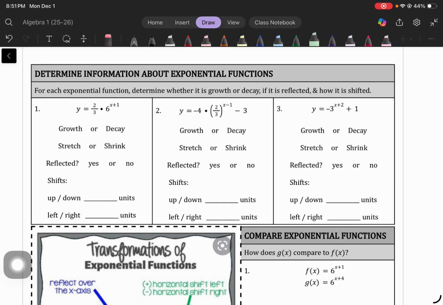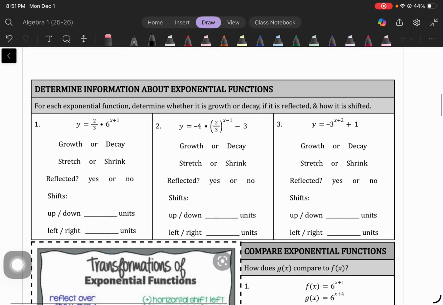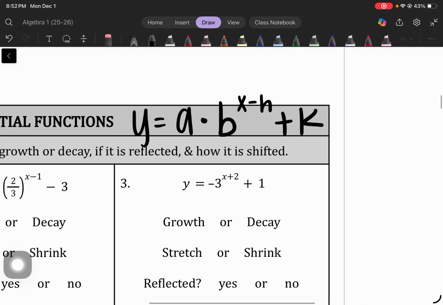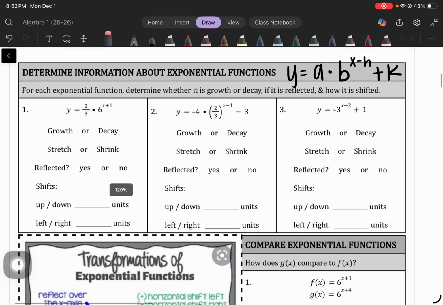I'm going to bring that exponential function equation down: y equals A times B to the x minus h, plus k. Notice that the minus sign belongs to the formula, which is why our H is a liar. The minus sign belongs to the formula. So let's go ahead and dive in.